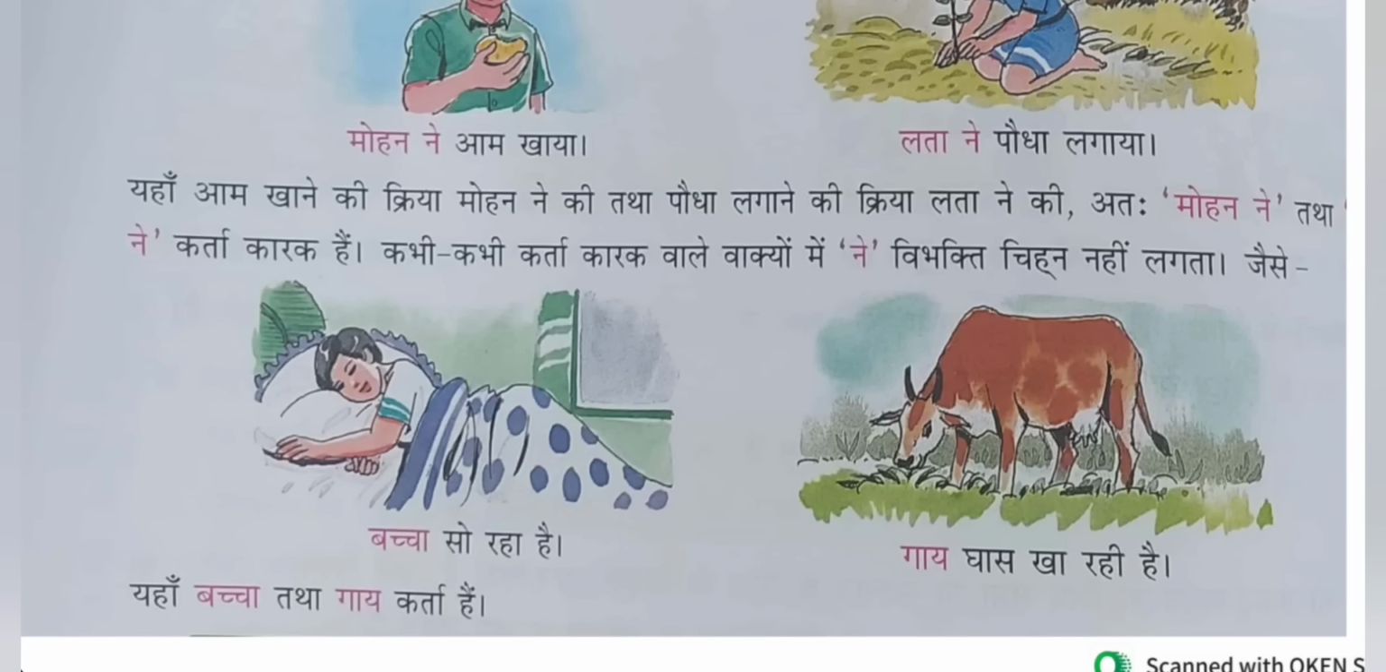वर्तमान काल, भविष्यत काल, in these the usage of ne will not be there. Like रमा खाना पकाती है, Rama is making the food. सुरेश पुस्तक पढ़ेगा, Suresh will read the book. Who will read the book? Suresh will read the book. Who is cooking the food? Rama. But I don't have to attach ne in the vartaman and bhavishyat kal.